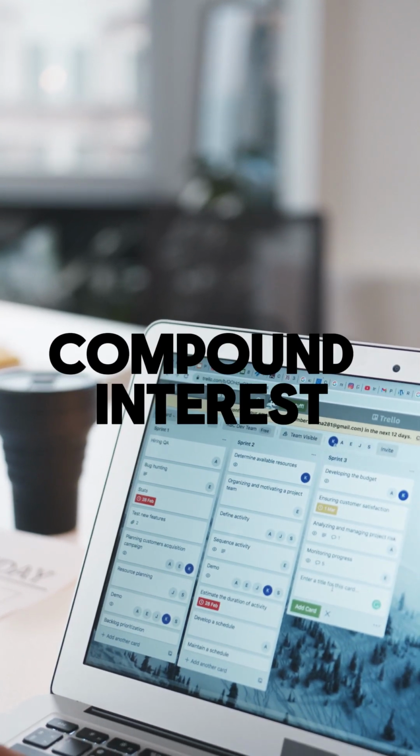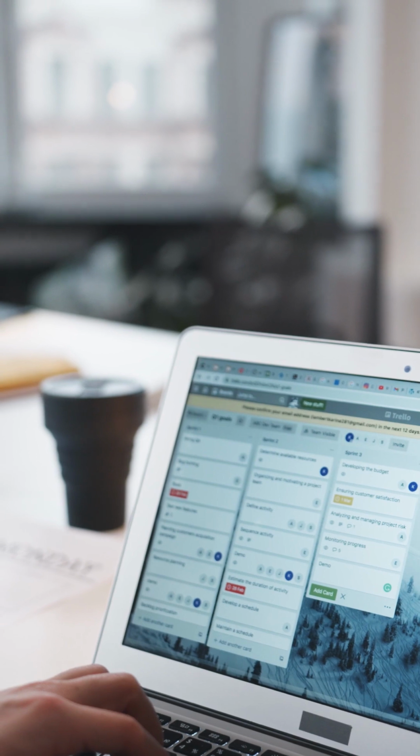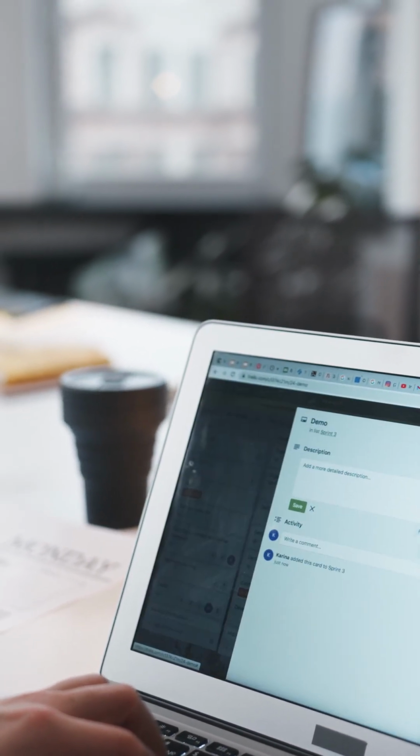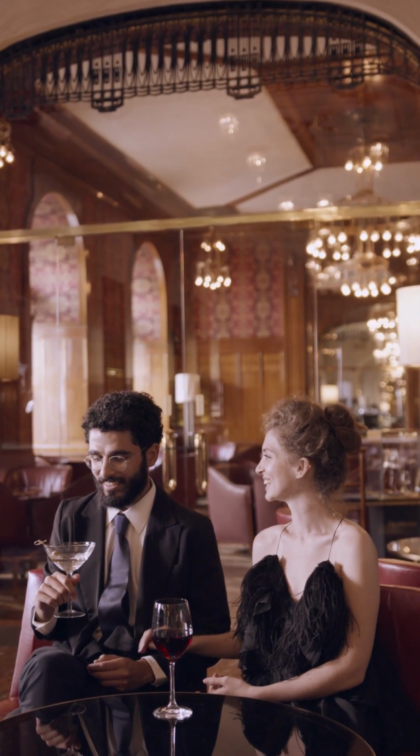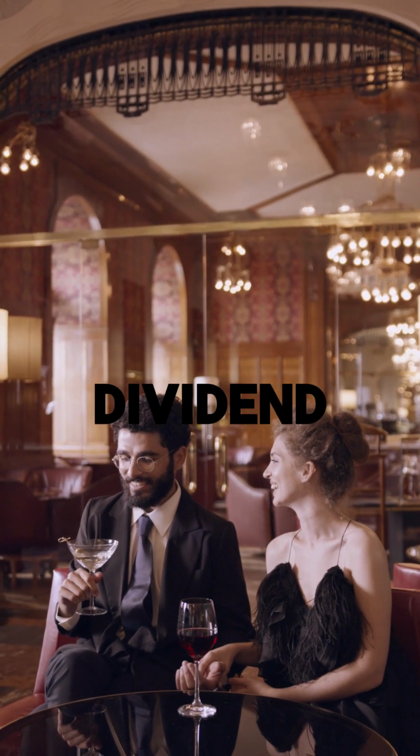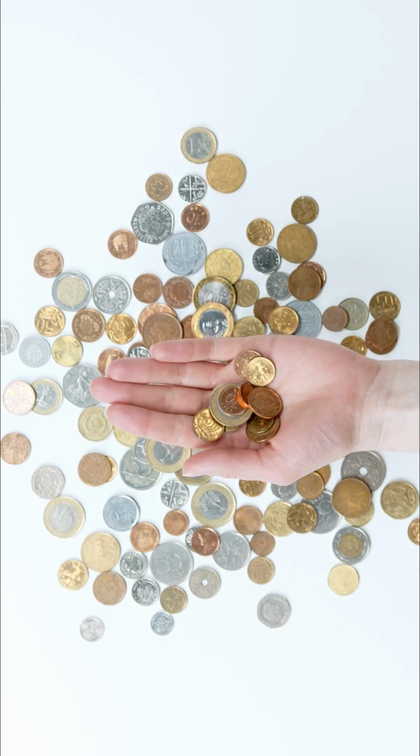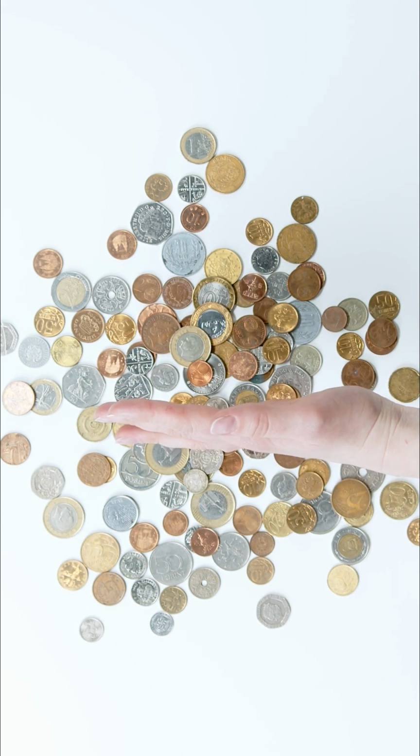Compound interest. This is interest calculated on the initial principal amount and also on the accumulated interest from previous periods. It's like earning interest on top of interest, a powerful wealth-building tool. Dividend. This is a portion of a company's earnings that is distributed to its shareholders as a reward for owning the stock. It's like getting a slice of the company's profits.